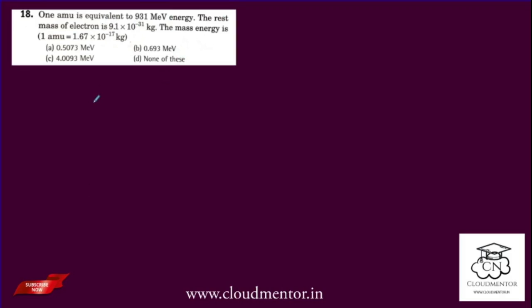First we have to find the mass of the electron, and then we have to compare this mass of the electron to the AMU.